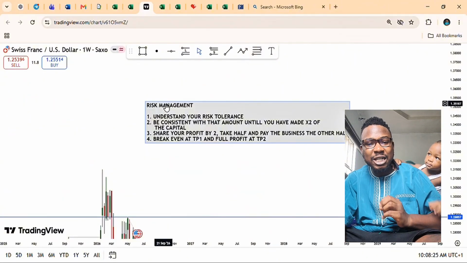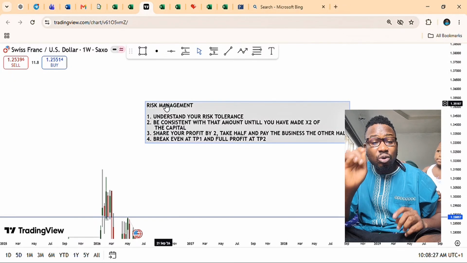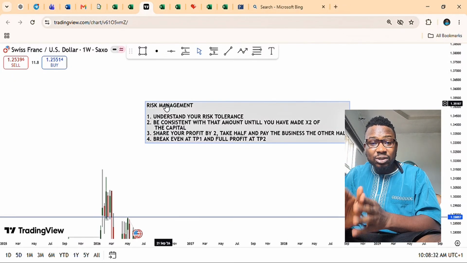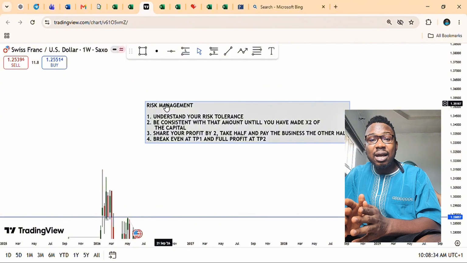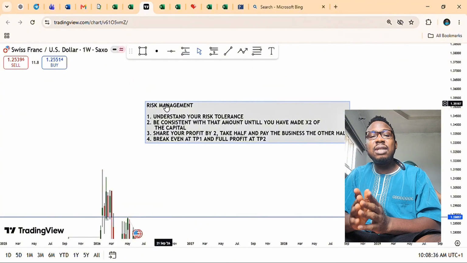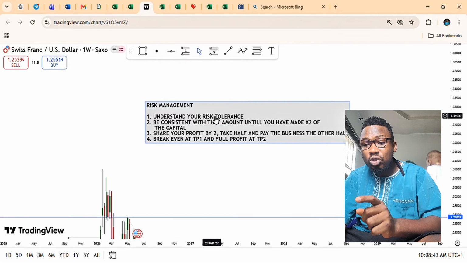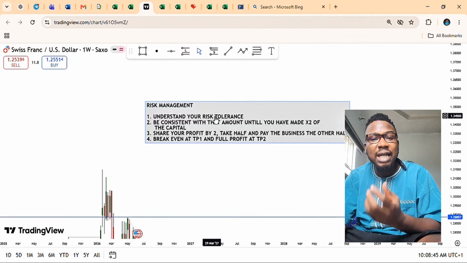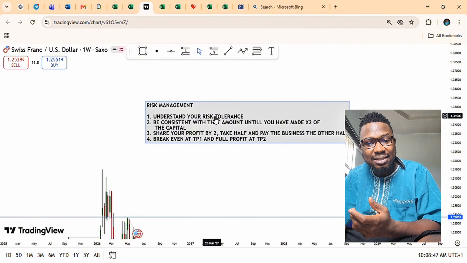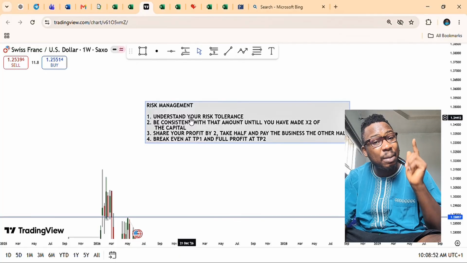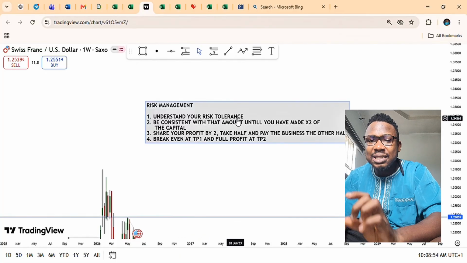I told you guys, risk management is the amount you're willing to risk in a particular trade. If I have, for example, a $1,000 account and I'm risking $100, and I say if this $100 goes against me, I'm not going to eat for that day, then that is not your risk tolerance. You need to understand your risk tolerance. How much can you risk on a particular trade, guys? It is very important.